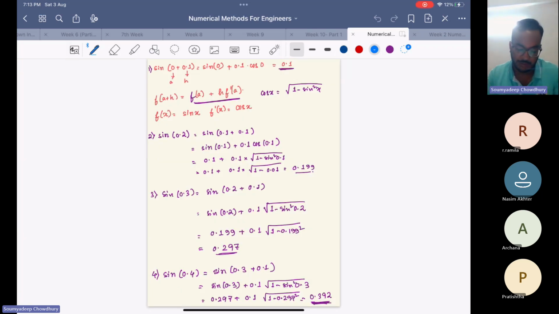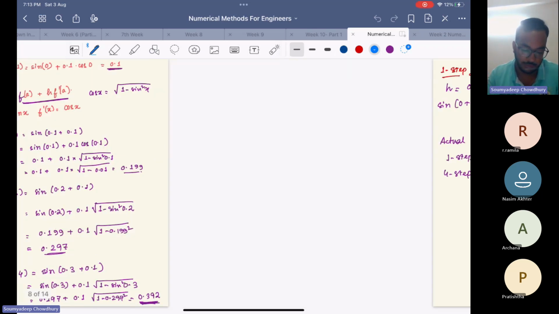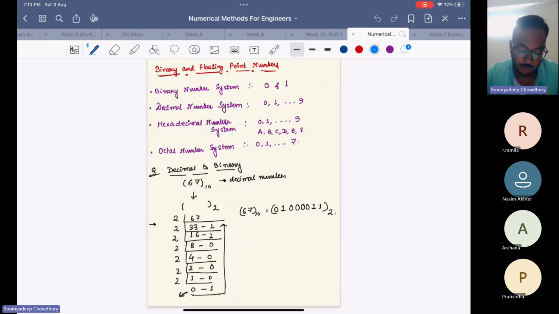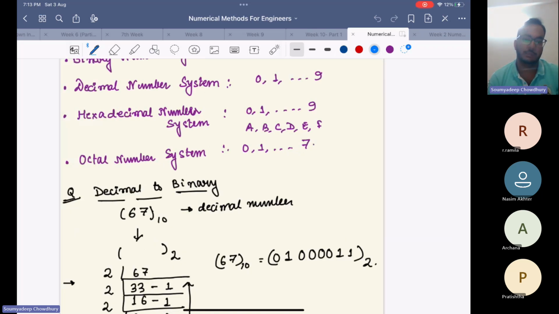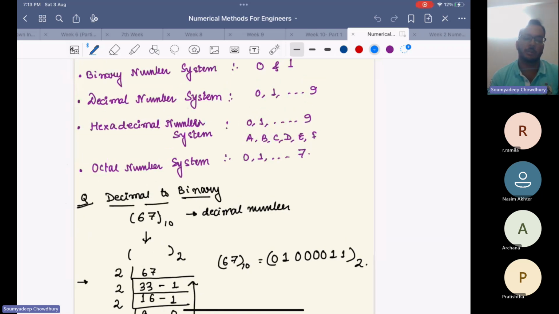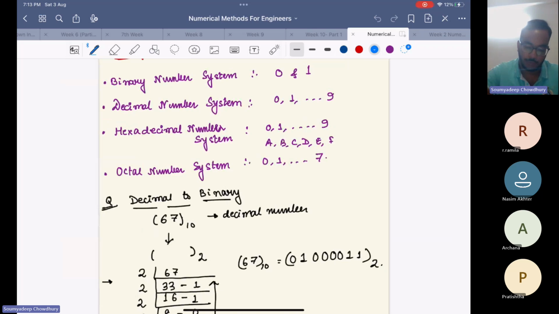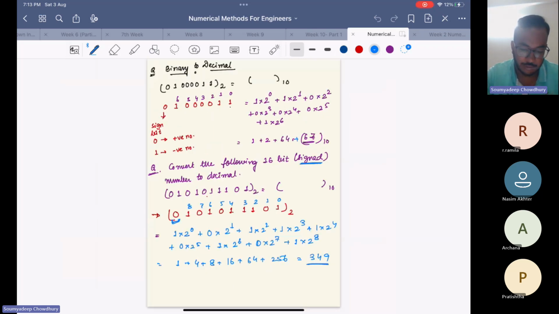So we saw the Taylor series, Maclaurin series, all those things. And finally, we had seen how to convert a binary floating point number to a decimal number and a decimal number to a binary number. All these things we saw in the last class, right? So without any further delay, I'll start today's class.